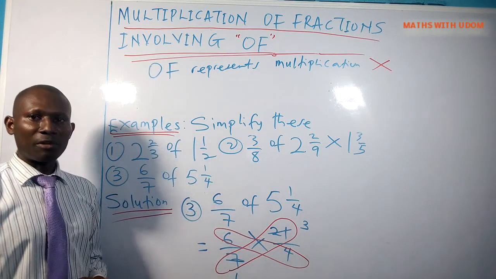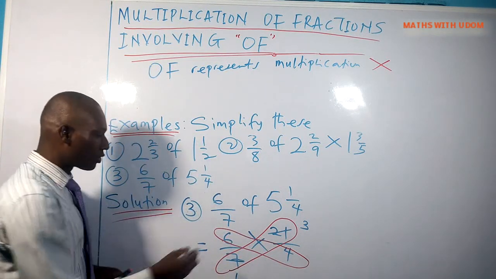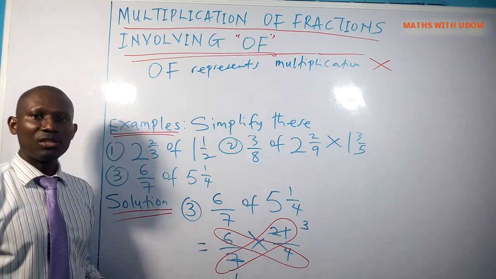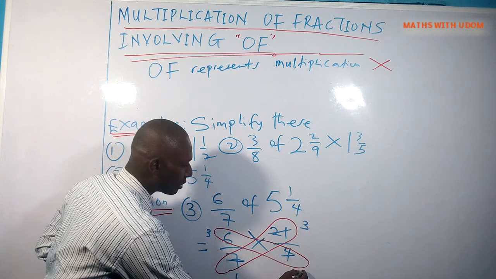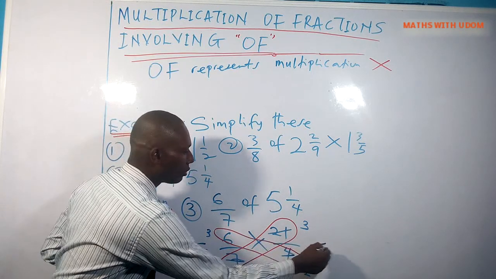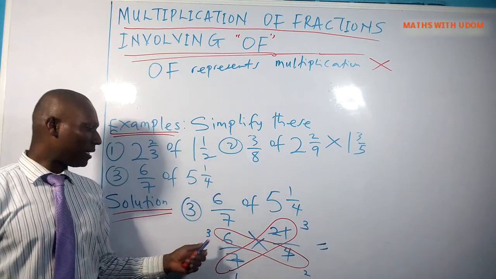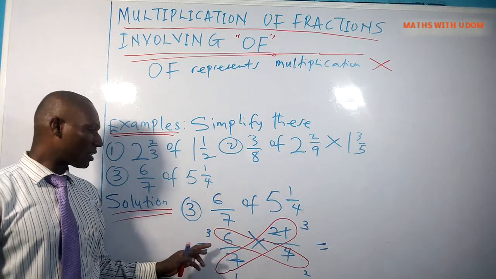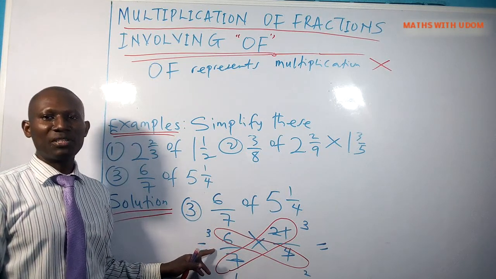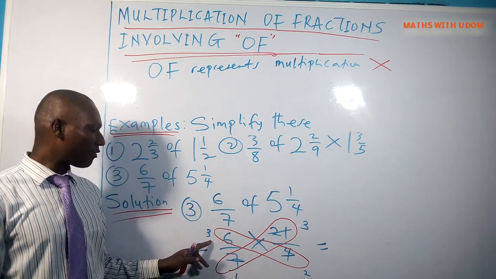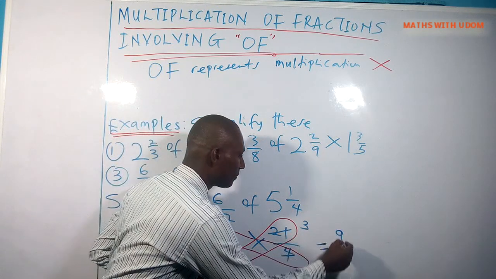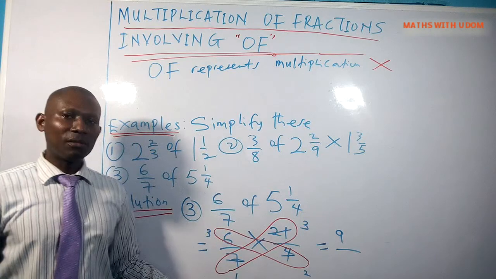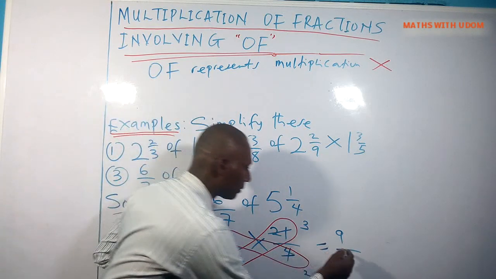So 2 is a common factor between 6 and 4. So 2 in 6 will give us 3, while 2 in 4 will give us what? Will give us 2. And what do we do next? We multiply the remnant. What is remnant? Remnant are the pieces that remains. So we have 3 multiplied by 3 will give us 9, divided by 1 multiplied by 2 will give us 2.